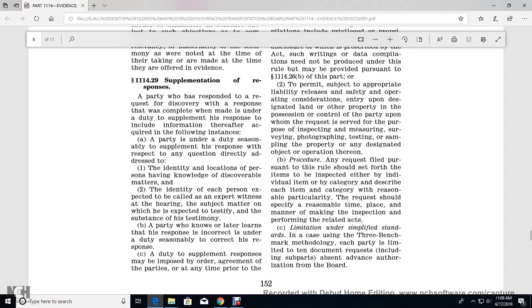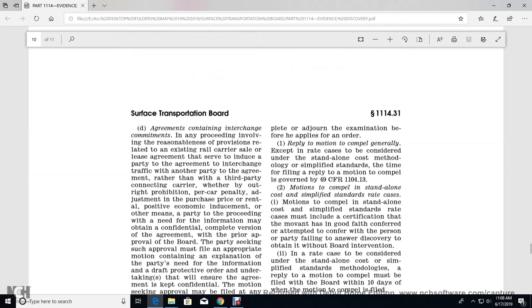Limitation. Under the simplified standards, which indicate the use of the three benchmark method, each is limited to the documentation required, including subparts, in the absence of evidence of authority from the board.